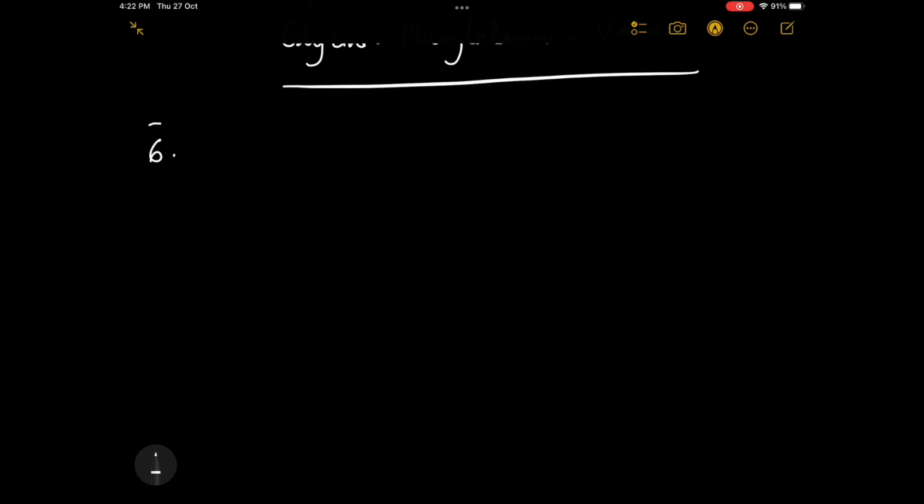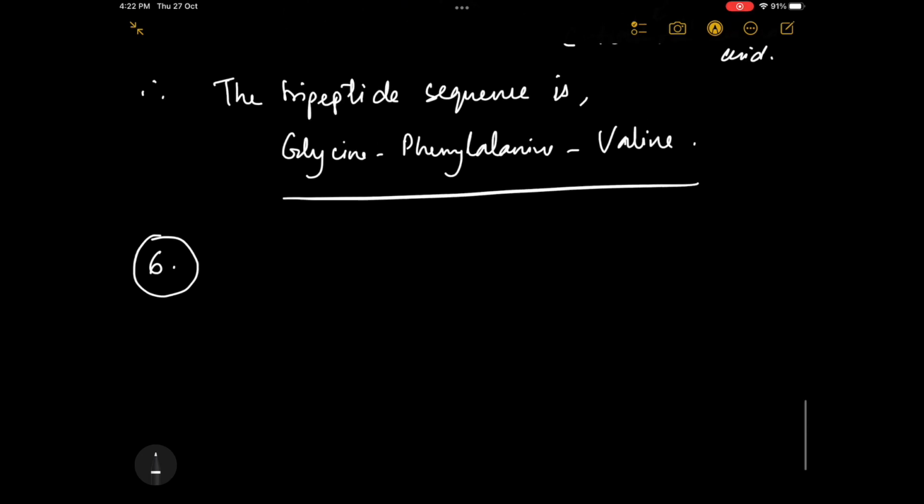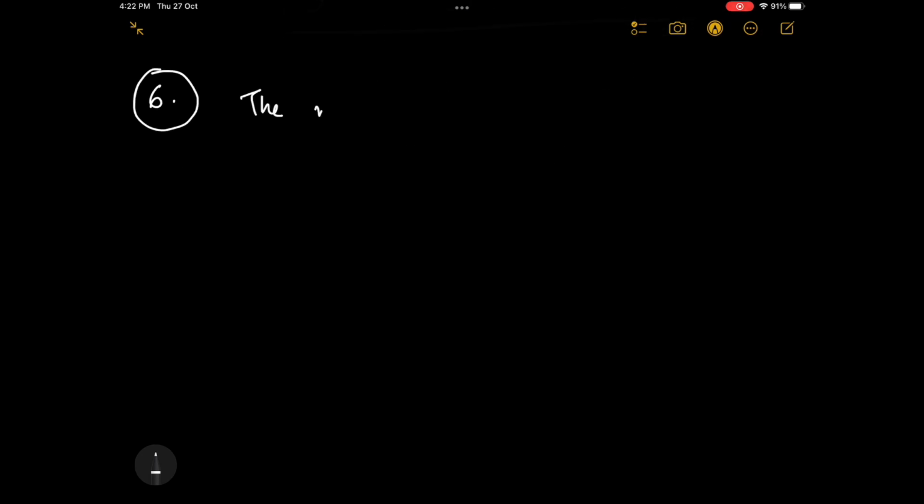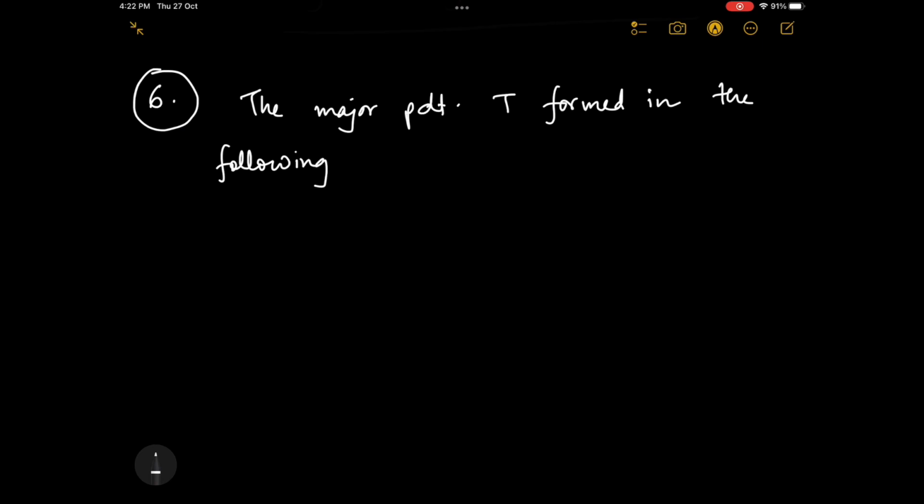I have not provided the options. You can just check the answer. It's no problem. So then we can go towards the last 1 mark question, which was also given in GATE 2022. Here also they want us to find the major product in the following reaction.